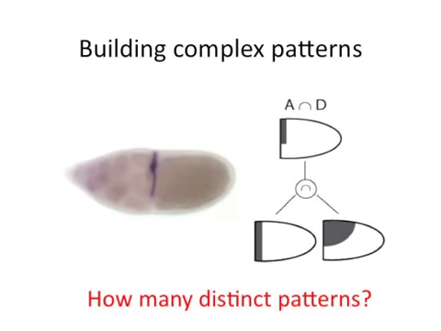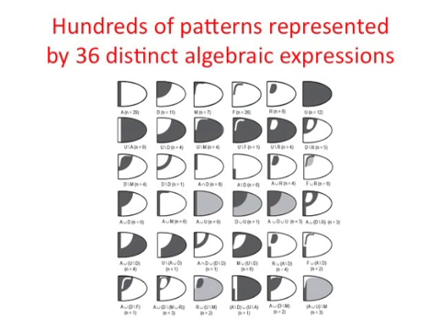This gave us a way to ask and answer a question about the spatial diversity of gene expression patterns in the system. We learned by analyzing our data set using this framework that hundreds of gene expression patterns could be described using 36 distinct algebraic expressions based on 3 geometric operations that join and combine 6 building blocks. Thus, gene expression patterns in the system appear to follow a relatively simple combinatorial code.